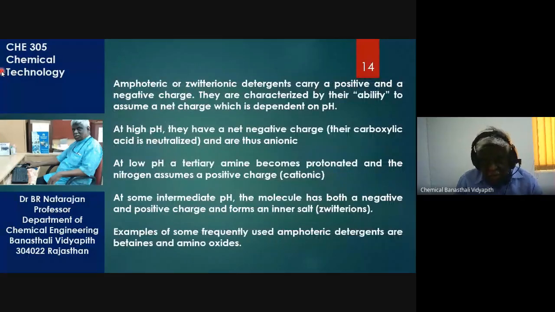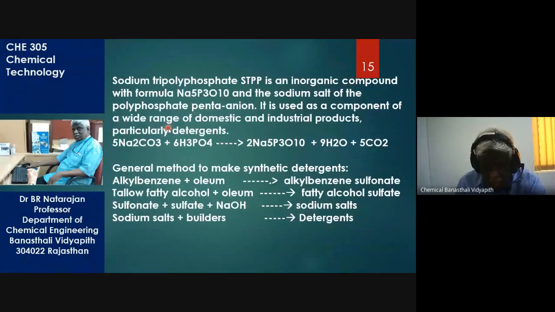Also, you have sodium tripolyphosphate, STPP. It is an inorganic compound with formula Na5P3O10. And the sodium salt of the polyphosphate pentaanion is used as a component of a wide range of domestic and industrial products, particularly detergent. See how it is formed: sodium tripolyphosphate.